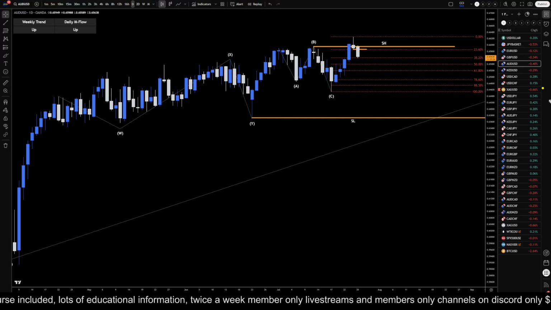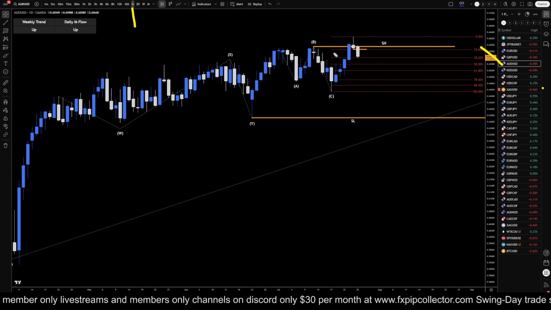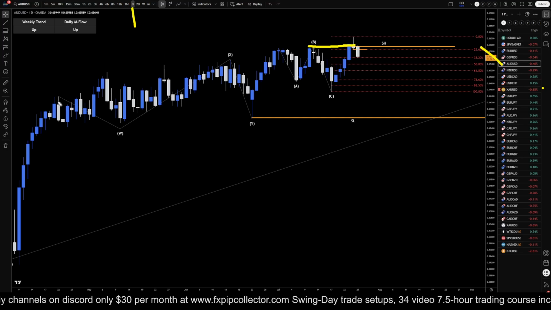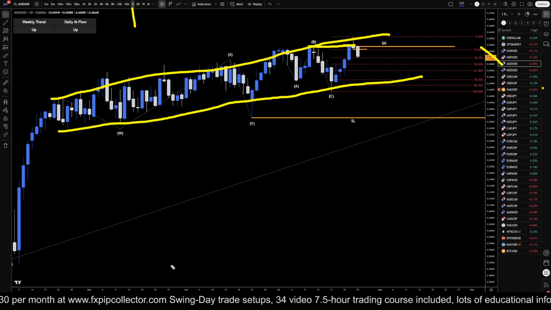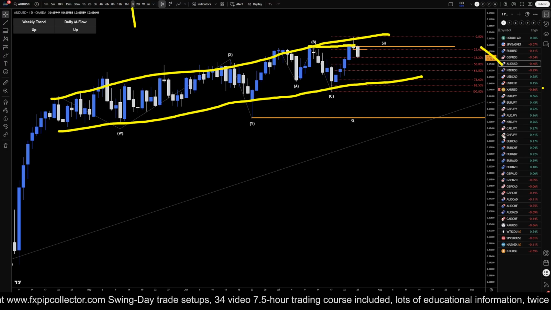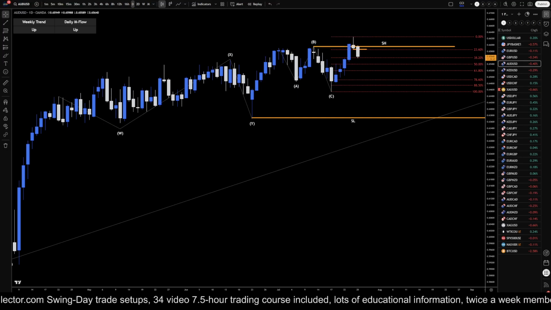Hello, traders. Today is Friday, July 25th, and this is my analysis for the Aussie US dollar, and we're starting off on the daily time frame. So the daily time frame did break structure to the upside this week, and then it almost instantly rejected it. The Aussie dollar has been in a major channel for a very long time now, so I mean, this thing probably is going to go all the way back down at this point.